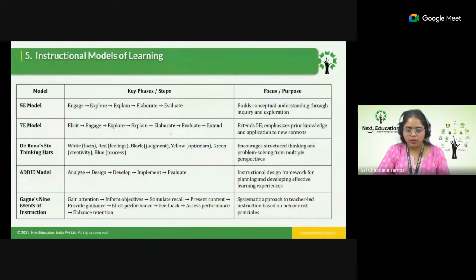So moving forward, different instructional models of learning. There are different models on which the instructions can be based. I mean, there are various instructional models available.